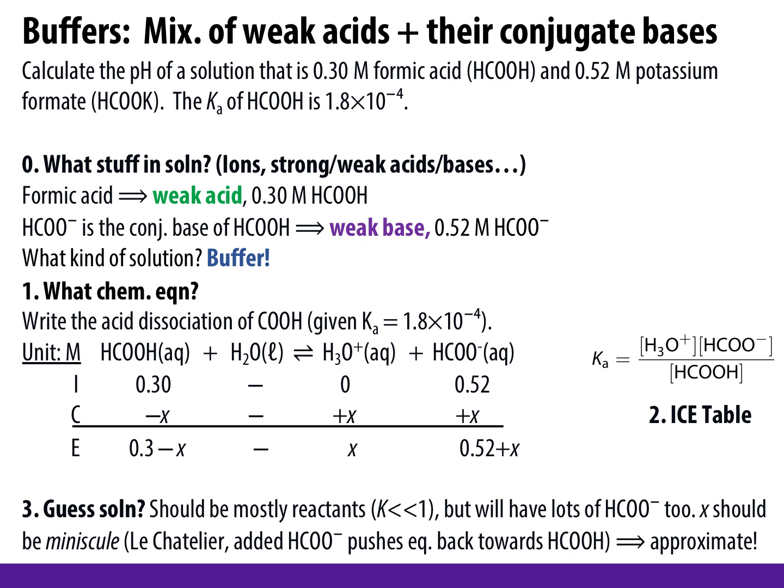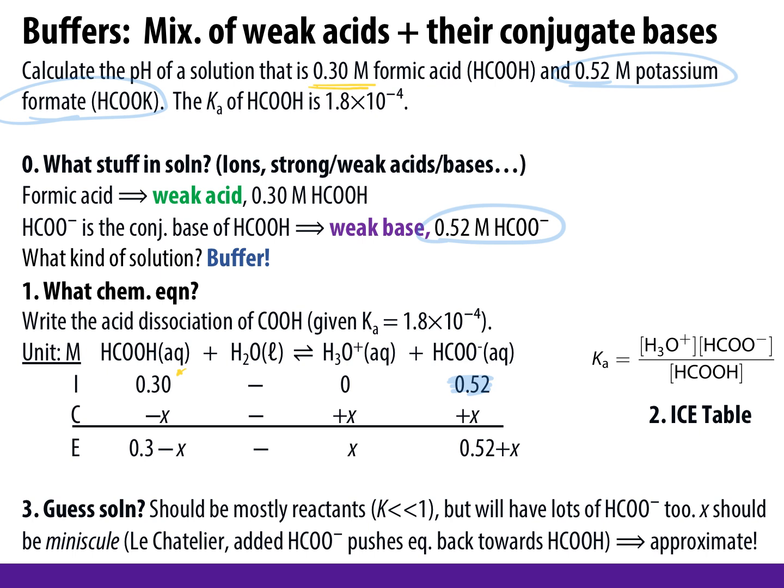Now, the next piece of this here is if we're using this approach, we'd fill out our ice table. So in this case, we would have 0.3 molar HCOOH. That's just the given formic acid, 0.3 molar. We would also, though, have, since we put 0.52 molar potassium formate in solution, 0.52 molar HCOO minus on our ice table. So as opposed to this case where we started out with only reactants, now we have some products present initially too.